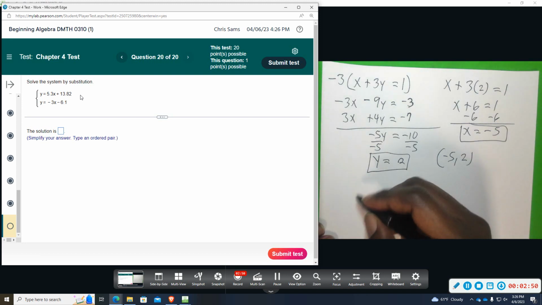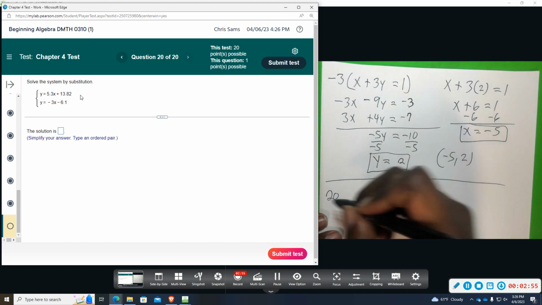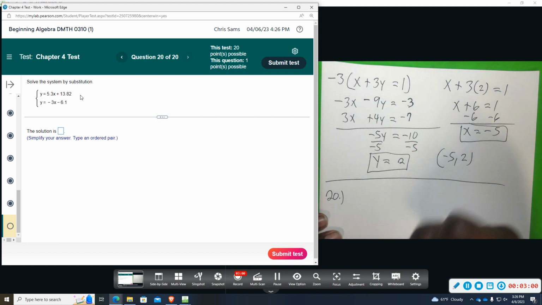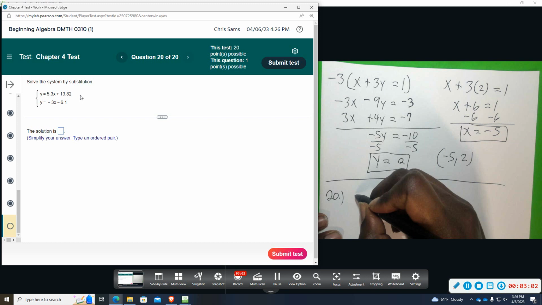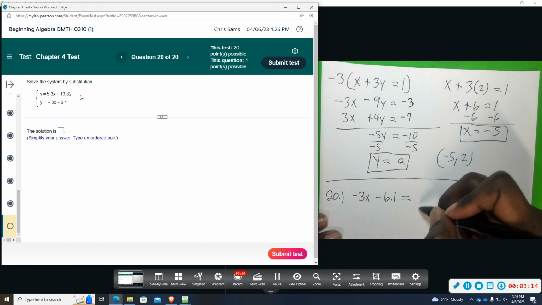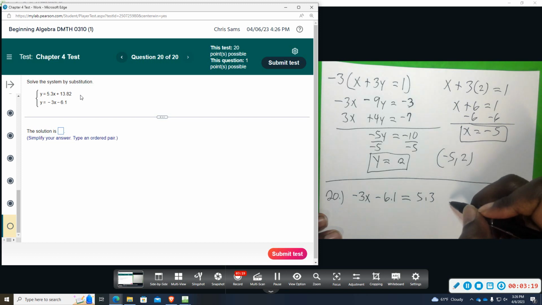So this is what I'm going to do. I got y equals. So say the second equation at the bottom, I'm going to replace its y with the first y. So it's going to be -3x minus 6.1 equals what the other y was, which was 5.3x plus 13.82.